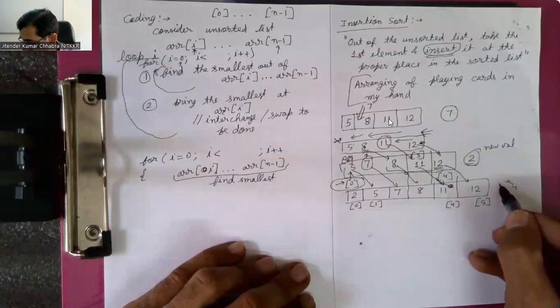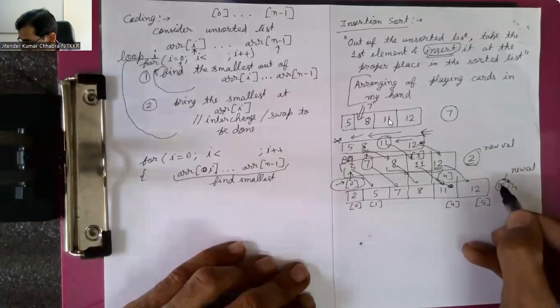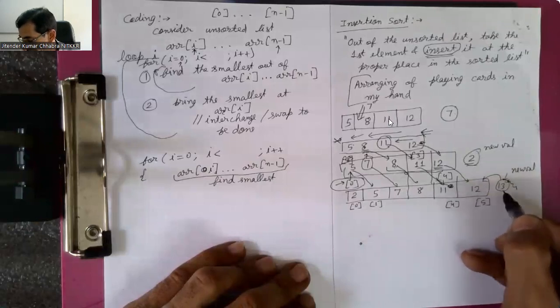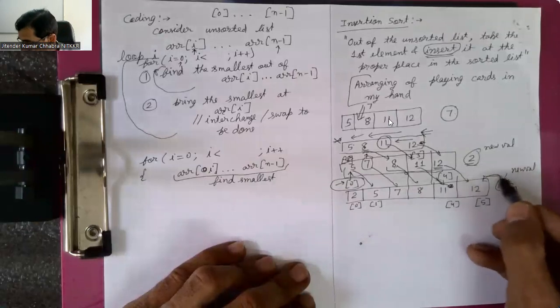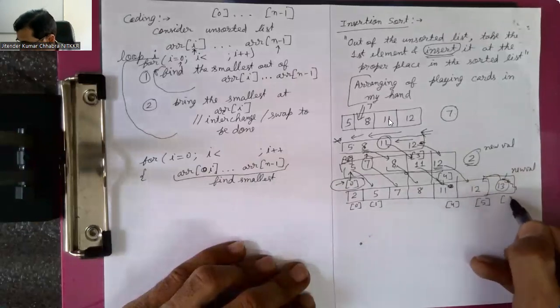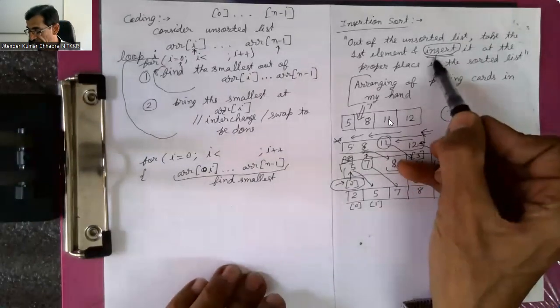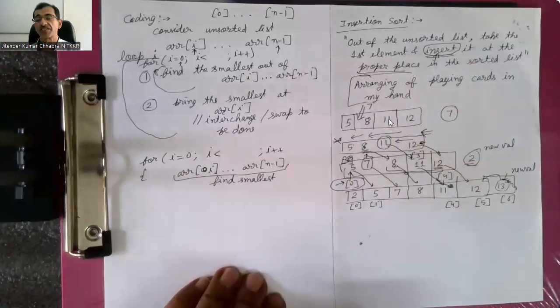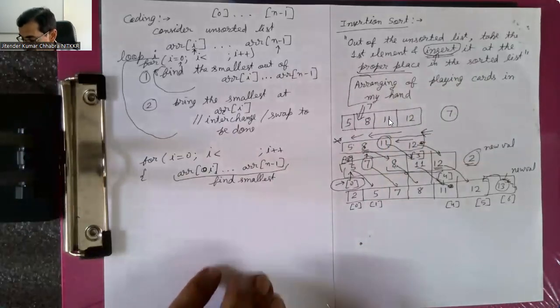Say now I want to insert 13, a new value. First comparison: 12 is not greater than 13. 12 shifting is not needed. It means 13 is already correct. It can be here. So this is what we mean by inserting at its proper place. So this is what we mean by insertion sort.